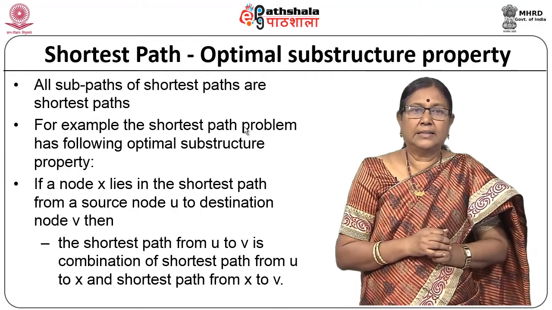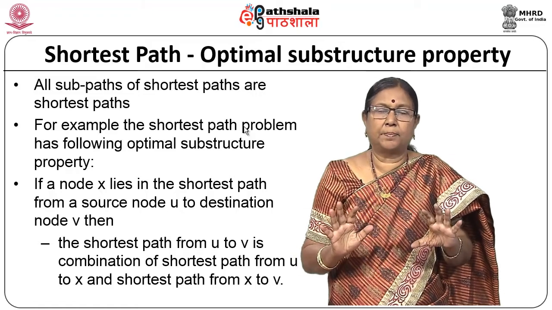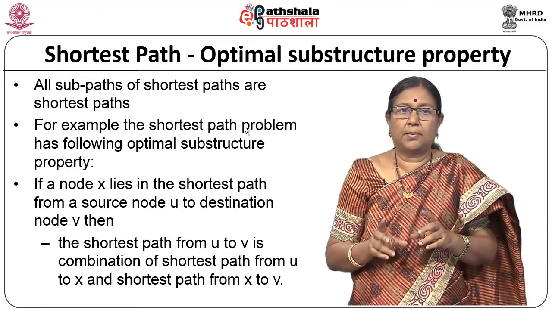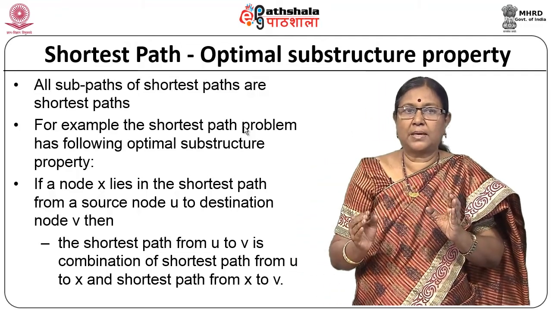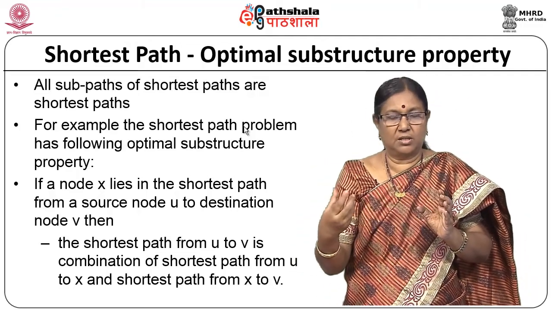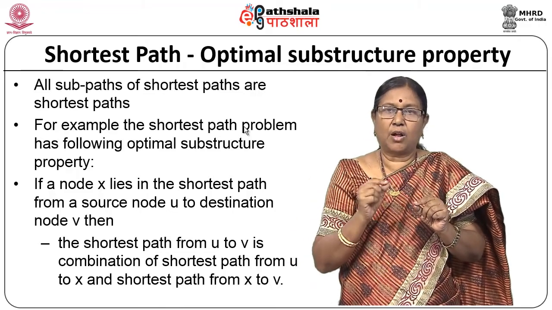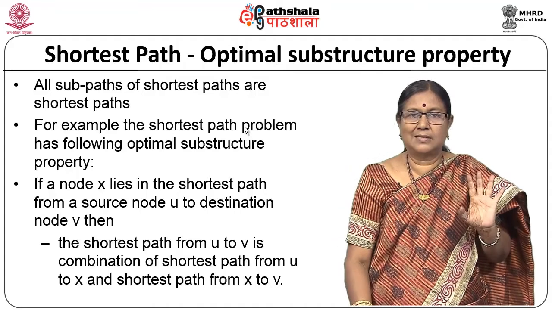Okay. Next is the optimal substructure property. It says that all subpaths of shortest paths are also shortest paths. For example, the shortest path problem has the following optimal substructure property. If node x lies on the shortest path from a source node u to a destination node v, then the shortest path from u to v is a combination of the shortest path from u to x and x to v. So, that is just it.